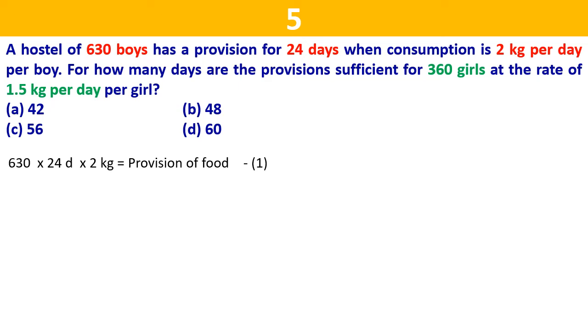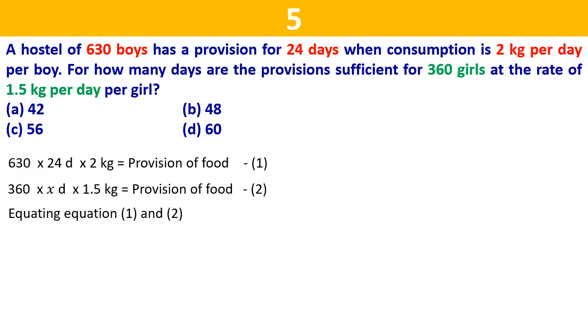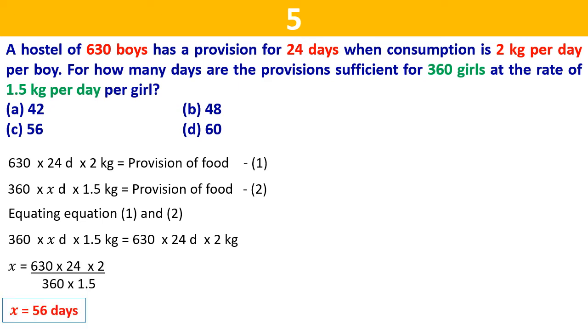Now, instead of 630 boys, suppose there are 360 girls and every girl is consuming 1.5 kg per day. Then the provision will last for how many days? So the second equation can be constructed like this. 360 girls are there. They are consuming for X number of days at the rate of 1.5 kg per day per girl. As the right hand side of both the equations is the same, we can equate their left hand sides like this. And we can determine the value of X, which will come out to be 56 days.